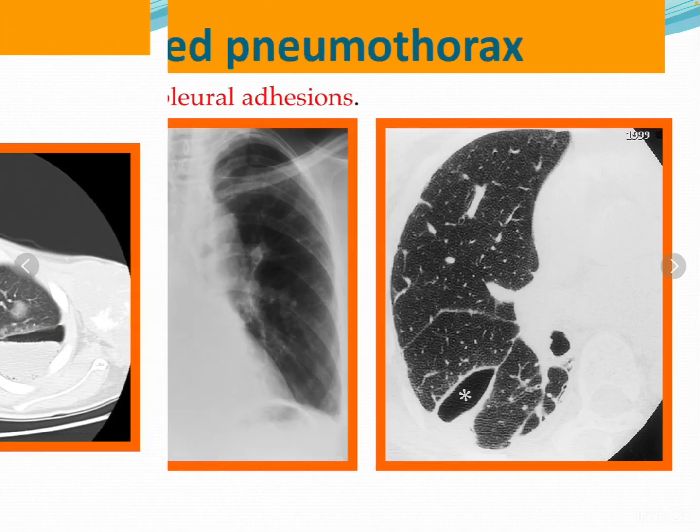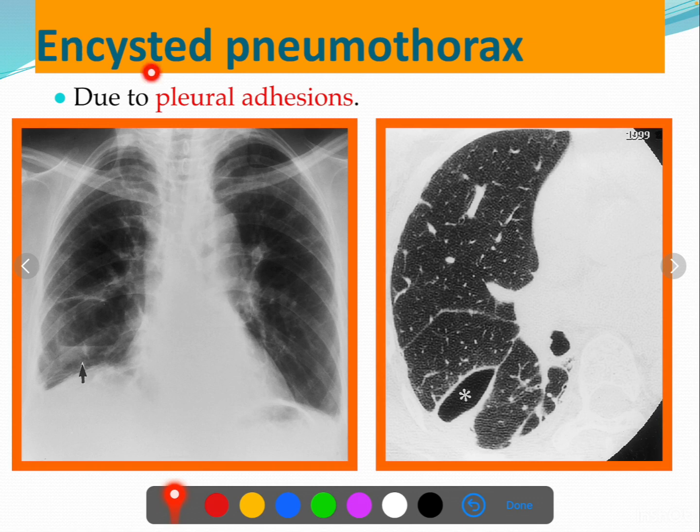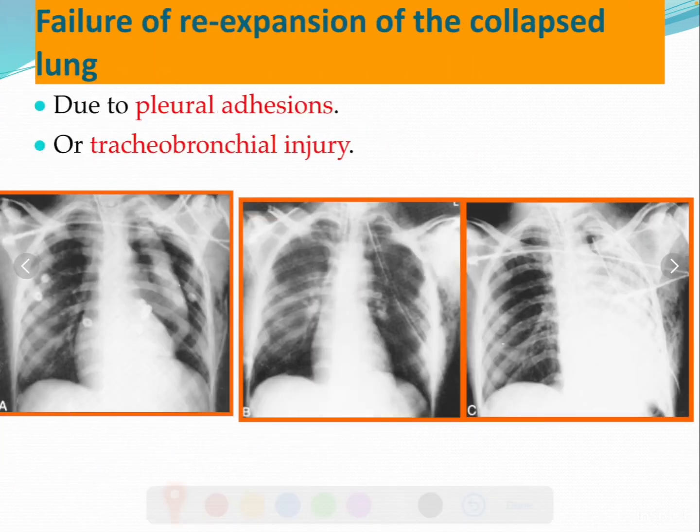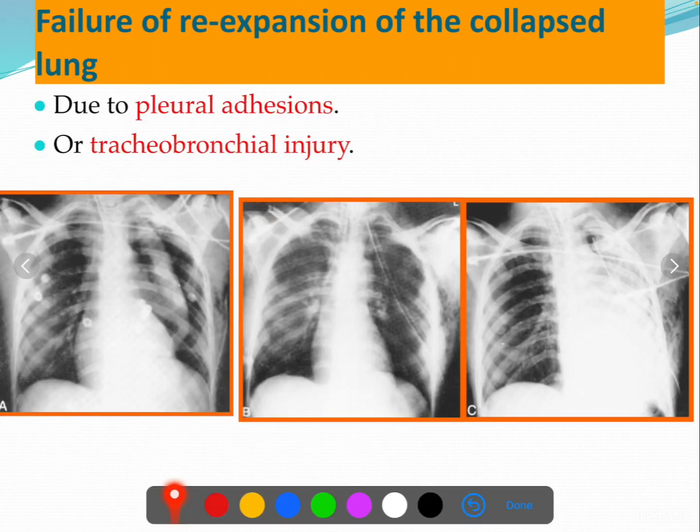Very, very important. Then again, in this picture we can see this is the encysted pneumothorax. Due to pleural adhesion, it will be in a small part of the pleural space, it will not extend beyond adhesions, and it will be limited by pleural adhesions. Then comes failure of re-expansion of collapsed lung. It is due to either pleural adhesions or tracheobronchial injury. There will be failure to re-expand the collapsed lung.